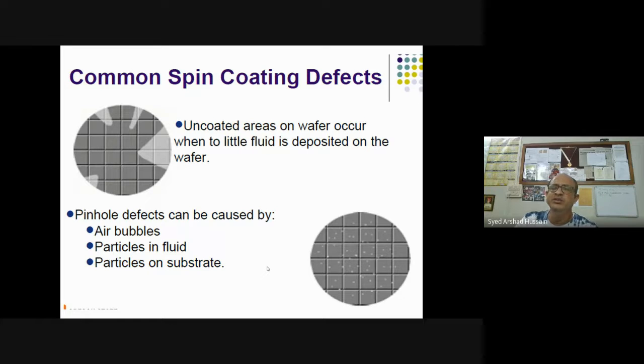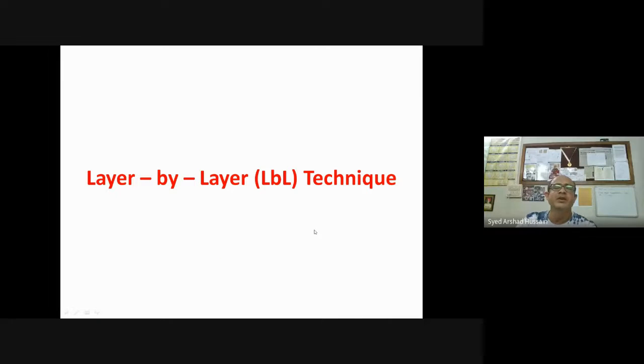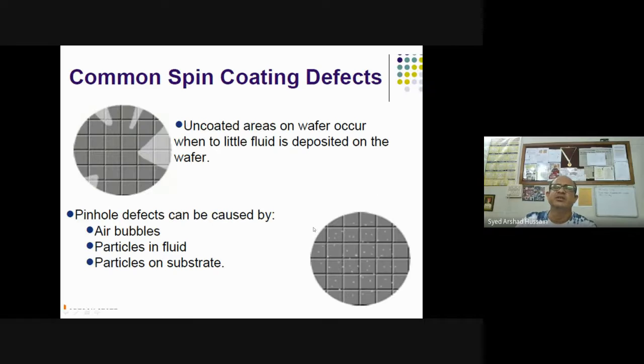And in surface science, we always have to be very careful because we are dealing with molecules. We are playing with lower dimensions. So cleanliness is very important. We have to work in a clean room or a very clean, dust-free environment. Although in most labs we don't have a clean room because sometimes it's costly also, anyway, we have to be careful about this. Okay, so this is, in short, some idea about the spin coating technique.